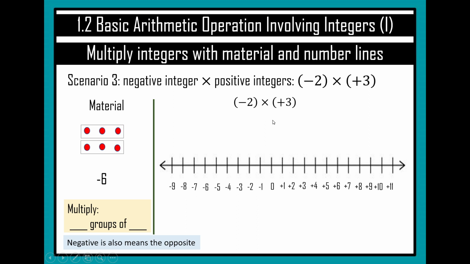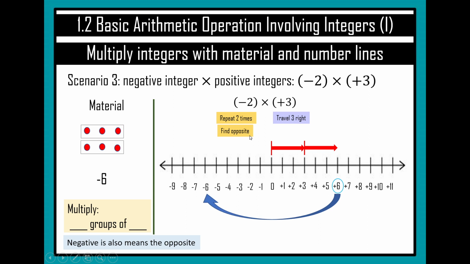On the number line, we start at 0 and travel 3 to the right. And we are going to do it 2 times. And because there is a negative, we are going to find the opposite of positive 6, which is negative 6.